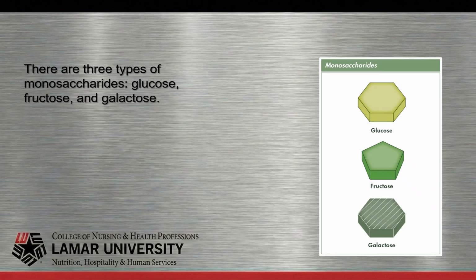Glucose, also known as dextrose, is a monosaccharide that is the primary source of energy in plants and animals. Fructose is a monosaccharide that is the sweetest of all sugars. And galactose is a monosaccharide that is most often attached to glucose to form lactose, which is milk sugar.